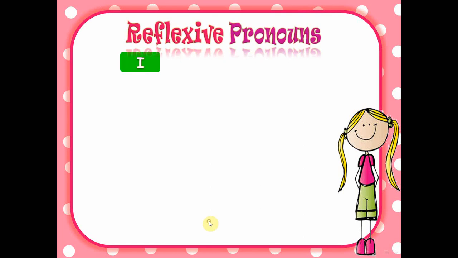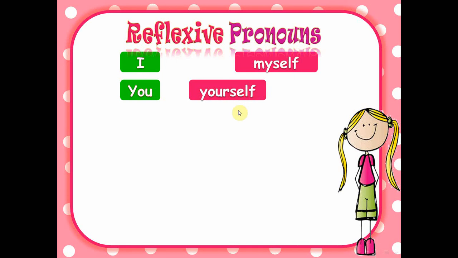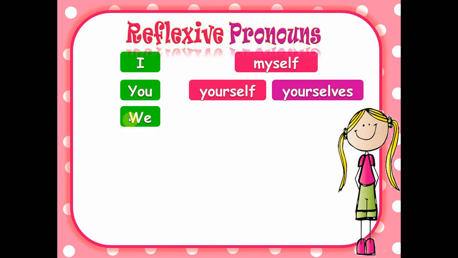What is the reflexive pronoun of I? Great, myself. What is the reflexive pronoun of you? If it's singular, it will be yourself. But if it's plural, it will be yourselves. Okay, so pay attention that when you switch it into plural, you switch this F into VES. Great. What about we?